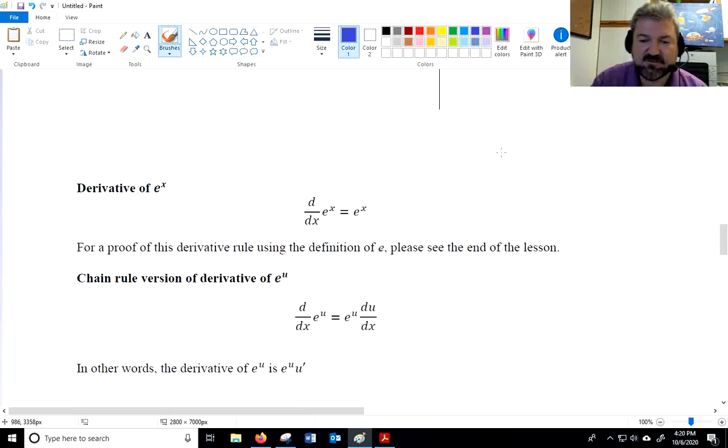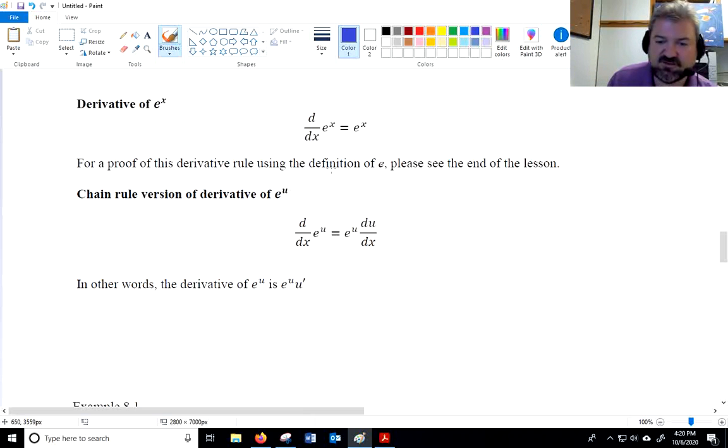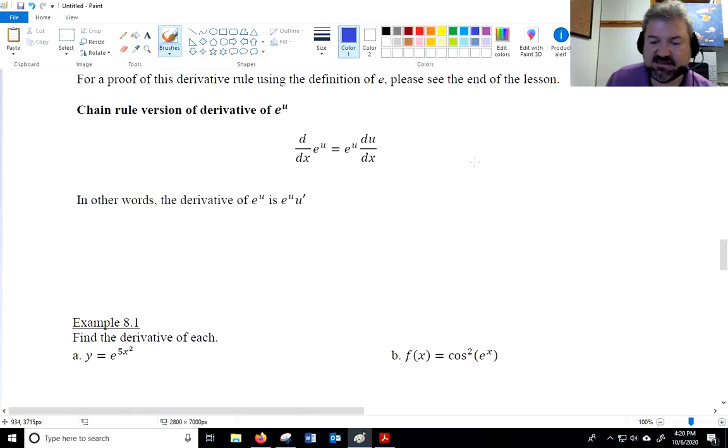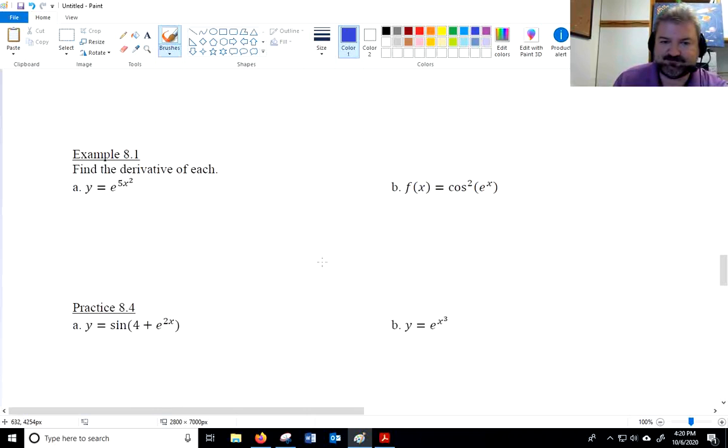So let's go on to the chain rule version. We know there should be a chain rule version. The derivative of e to the u is e to the u times du dx. Or in other words, the derivative of e to the u is e to the u times u prime. Let's find the derivative of each one of these.